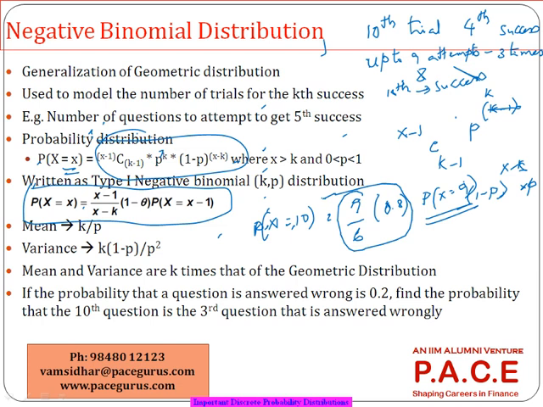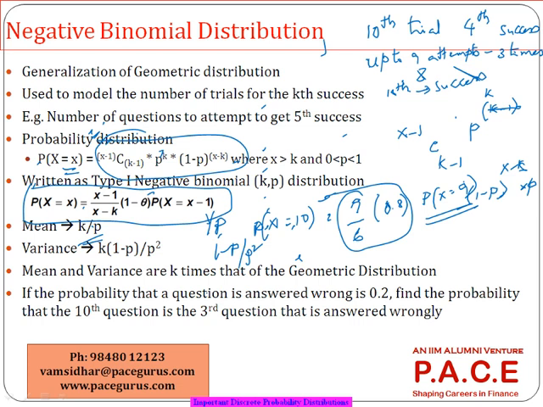So the mean: this is a generalized case of geometric, for the kth success. In geometric we said the mean is 1 by p. Here it is k by p, because it's a generalized form. For the kth success; geometric was the first success. So the mean and the variance are the same as the geometric, only instead of 1 we are using k. K into 1 minus p by p squared. In the geometric case the variance was 1 minus p by p squared. Here it is k into 1 minus p by p squared.